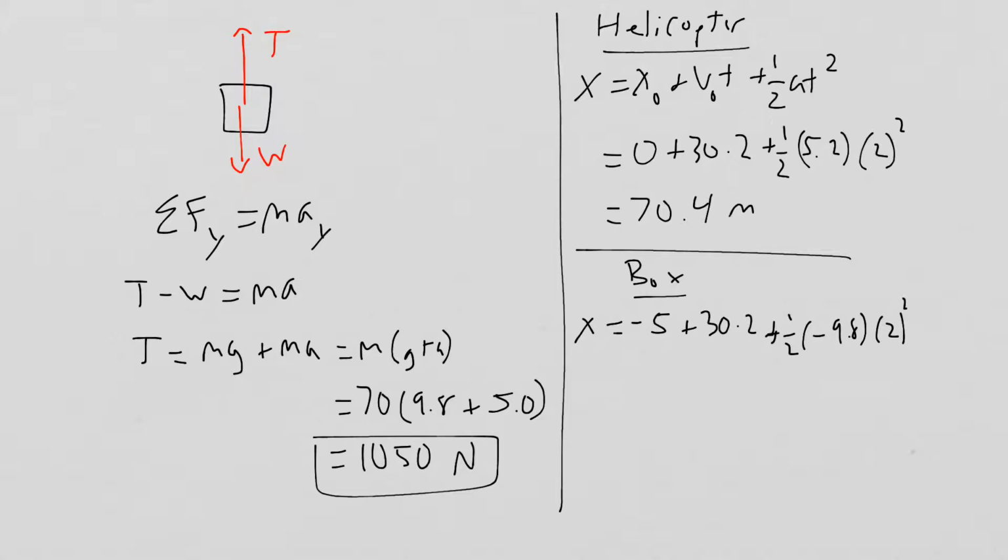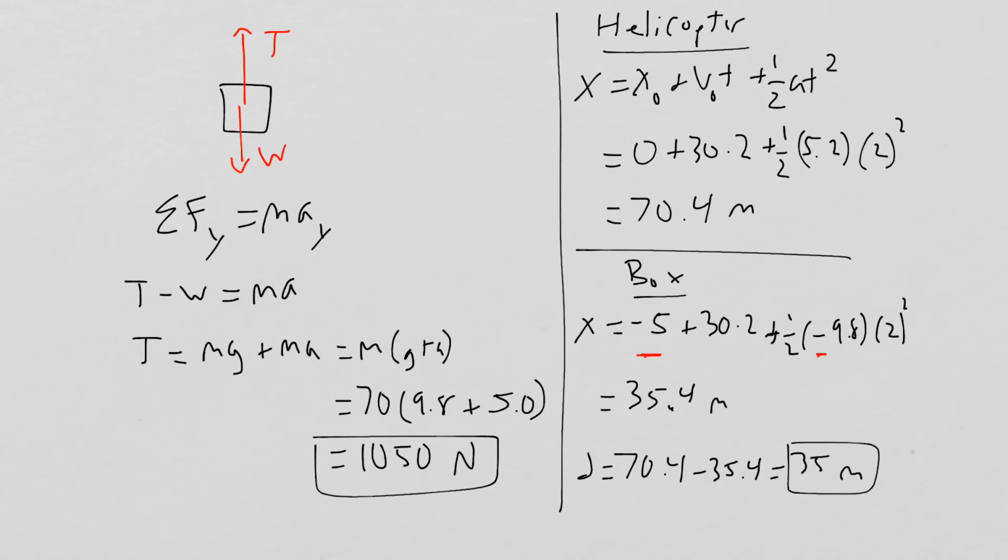Right? And so the things that can be tricky are remembering the box starts 5 meters below and remembering that gravity's acceleration is negative. If you get those 2 bits, you're probably fine. And if you calculate this out, you get that the box travels 35.4 meters. And so the distance between them is going to be the difference between those numbers, right? 70.4 minus 35.4 is exactly 35 meters, right? And that's your answer.